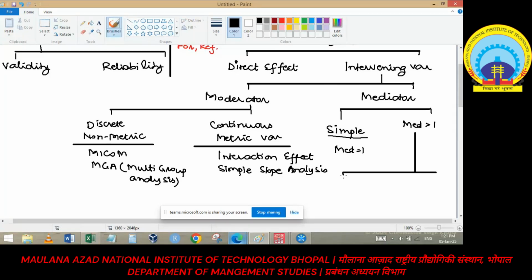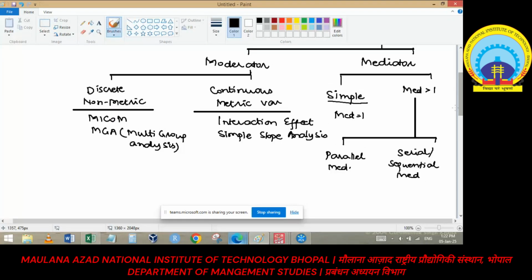So either the mediators do not connect to each other, it is called parallel mediation. If one mediator leads to another mediator, it's called serial, or also called sequential mediation. Serial or sequential mediation.